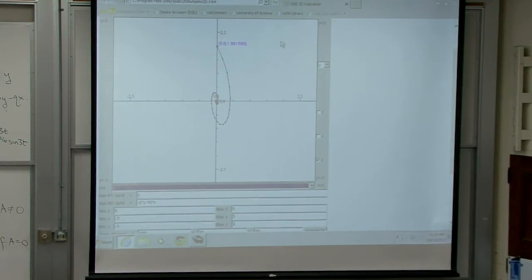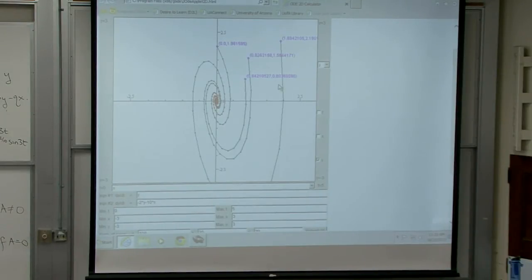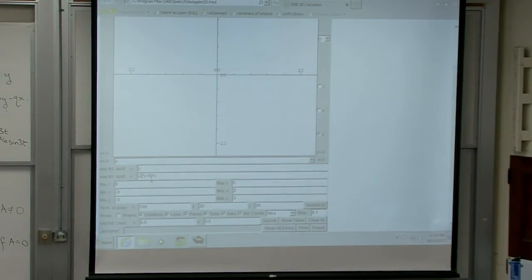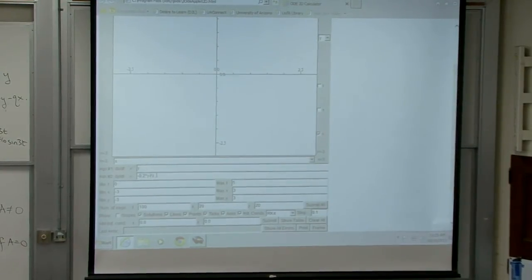So, for instance, if I start over at this point, again you go in there. So all these trajectories look like spirals winding their way into the origin. Right? Now, let's decrease the damping. So I'll clear everything. I'm going to decrease the damping to 0.2. And then I want to have the frequency to be 3 again.